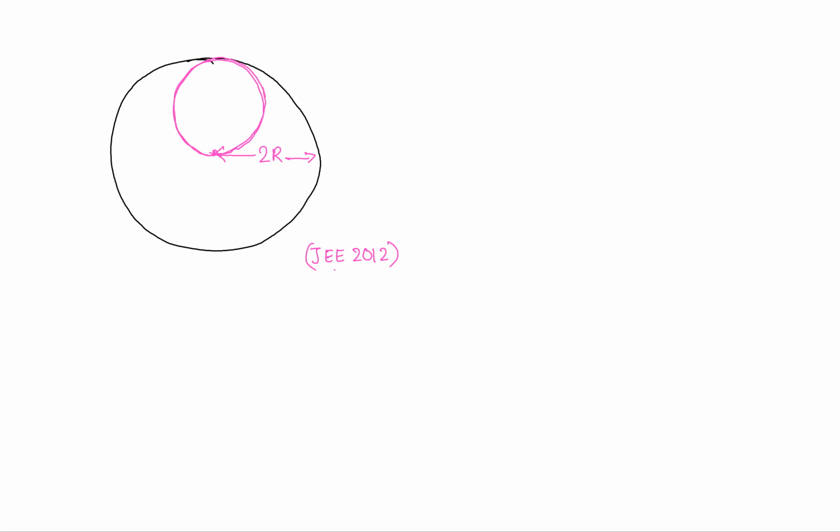So the question over here is, a lamina is made. A lamina matlab flat sheet. Keep this word in your mind. You will come across it a lot in this chapter. A lamina means a flat sheet. Okay? A flat two-dimensional sheet. A lamina is made by removing a small disk of diameter 2r from a bigger disk of radius 2r.